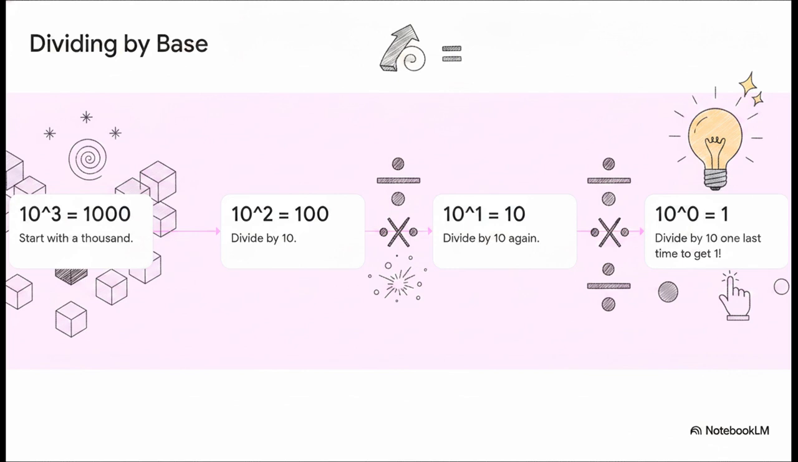Now, if we followed that precise, unbreakable pattern all the way down to an exponent of 0, we have to divide our previous answer, which was 10, by our base of 10, and 10 divided by 10 leaves us with exactly 1. See, it's not arbitrary magic. It is just the pure elegance of a mathematical pattern working perfectly in reverse.